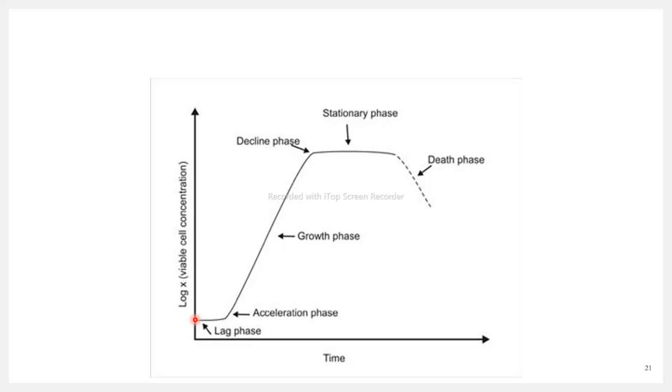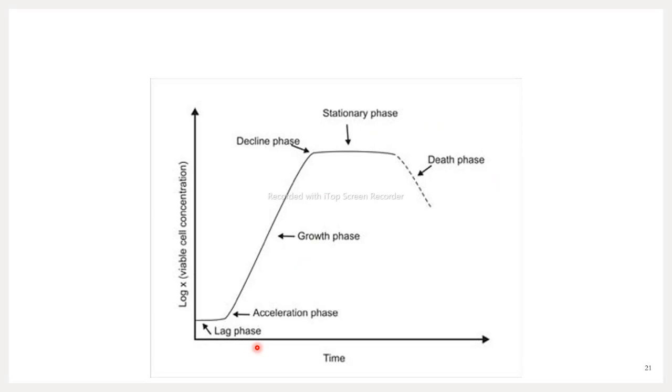Okay, viable cell concentration means they are not considering the bulky sludge. They are only considering the MLVSS, that is, the activated sludge. Viable means they are able to reproduce, they are alive. Okay, so it is a log scale. If it is a normal scale, then it looks just like an S. Because of its S nature, it is called the sigmoid curve.